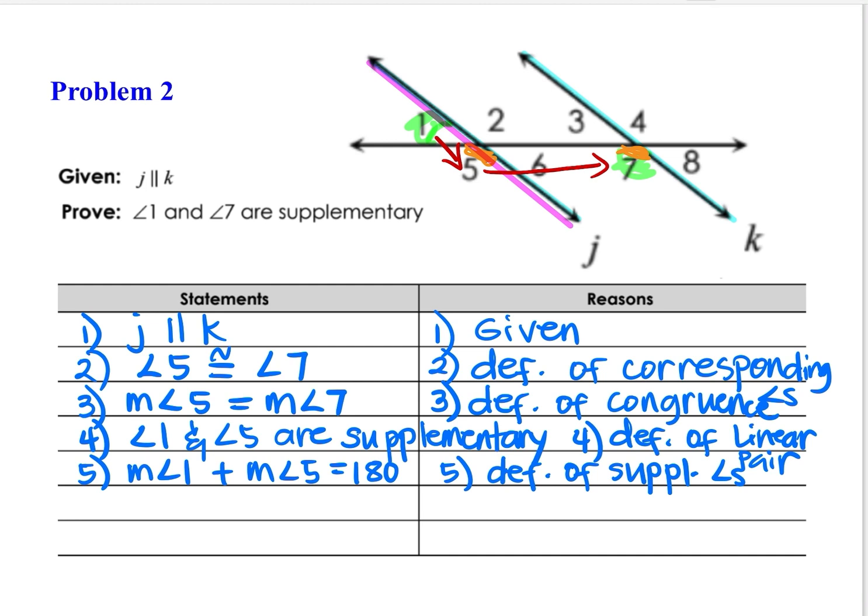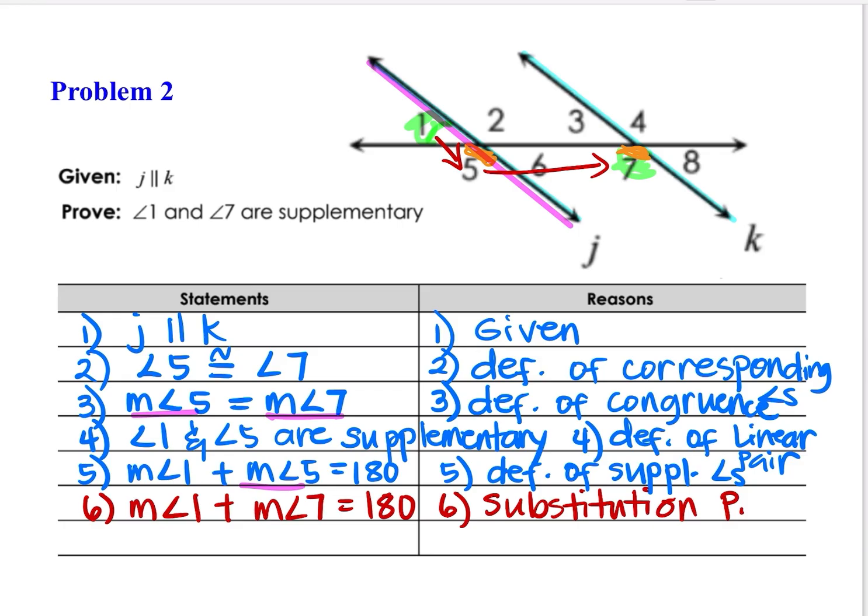Now that we have introduced that measure of angle 1 plus measure of angle 5 is equal to 180, if you notice, we already introduced up on top that 5 and 7 are equal. So instead of writing measure of angle 5, we then can write in statement number 6 that measure of angle 1 plus measure of angle 7 is equal to 180. This is substitution property.